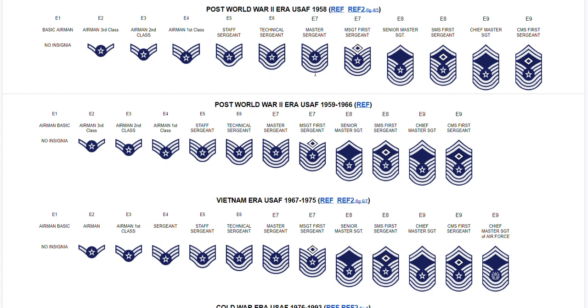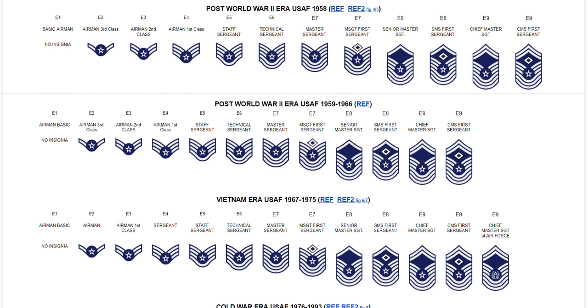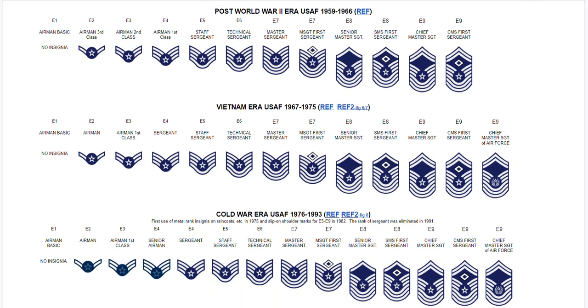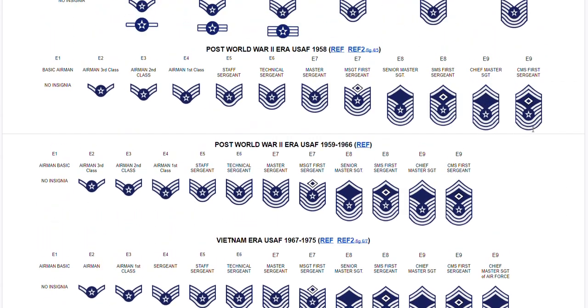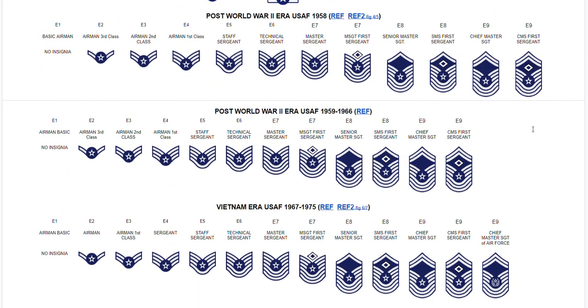Okay. So then 1959 to 1966, you can see that it's pretty much the same as before. The biggest change was an airman. That's right. So the big change was airman basic from basic airman, and that was pretty much the only change there in that time period.